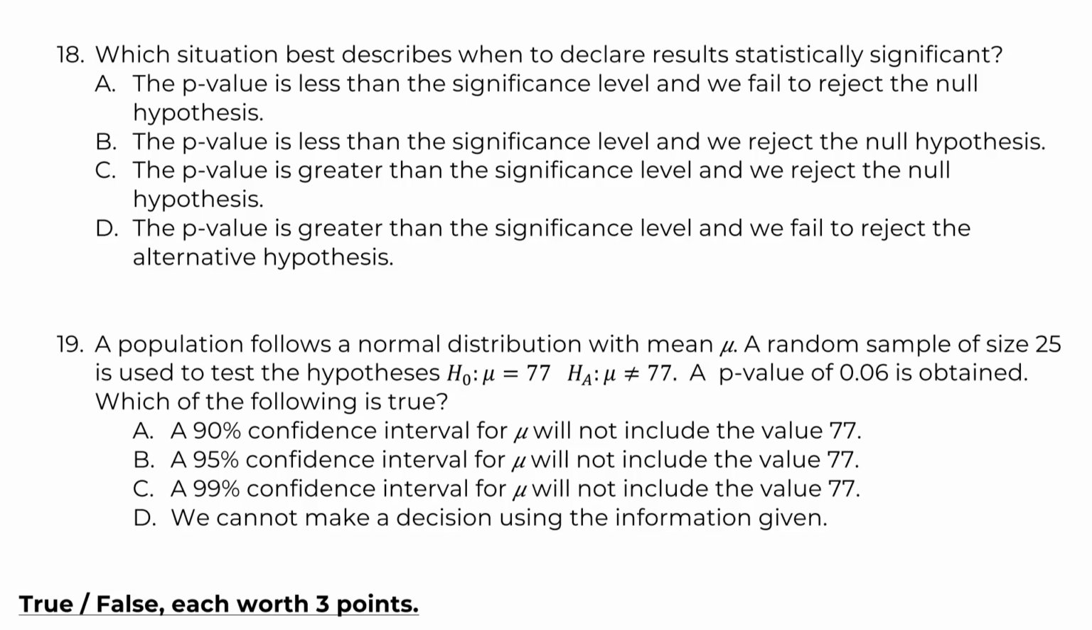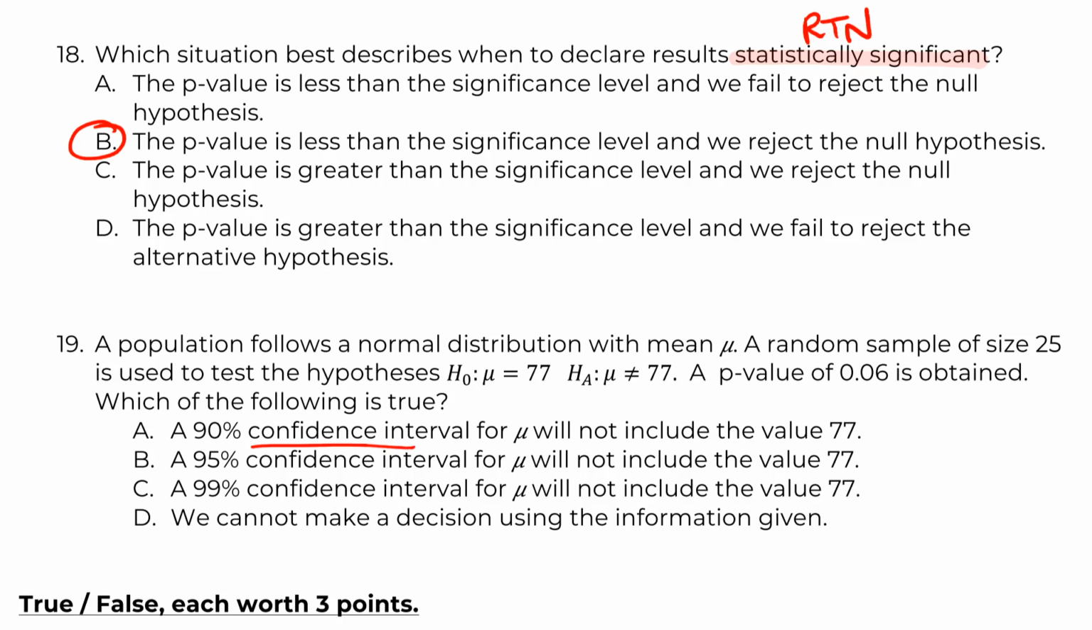We got two more multiple choice, and then we move on to true false. So first question is just about what statistically significant means. Statistically significant is when we reject the null, we say that there is enough evidence. And yeah, we do that when the p-value is less than the significance level. Simple as that.